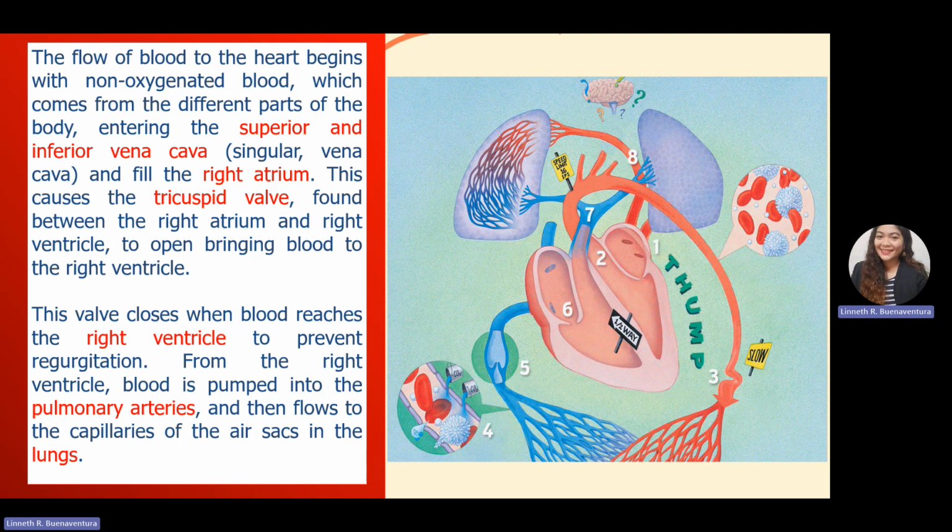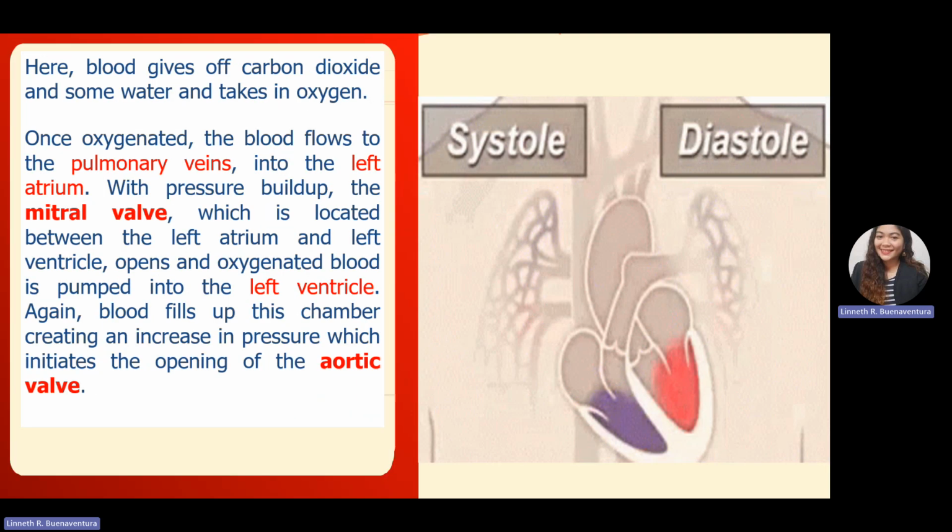The pulmonary arteries then flow to the capillaries of the air sacs in the lungs. Here, the blood gives off carbon dioxide and some water and takes in oxygen. This is where the internal respiration happens, the carbon dioxide and oxygen diffusion.